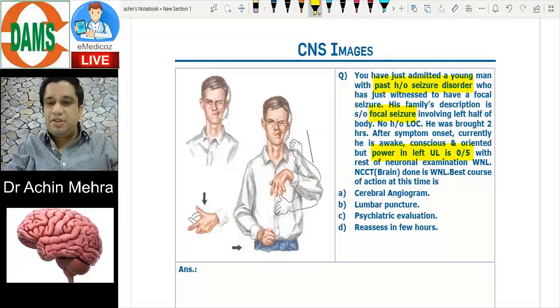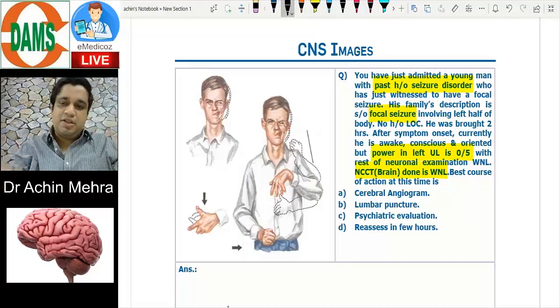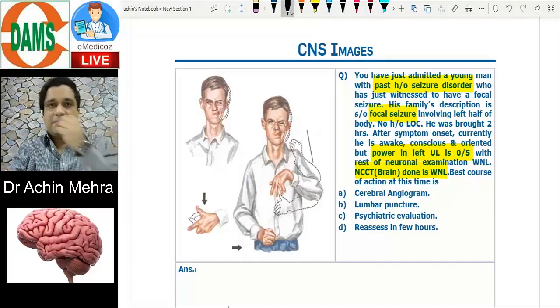Another key point here: the CT brain of the patient is normal. It doesn't show any kind of space occupying lesion at present, or any kind of traumatic brain injury picture on a non-contrast CT of the brain. Now the question moves from here: what is the best course of action at this time?